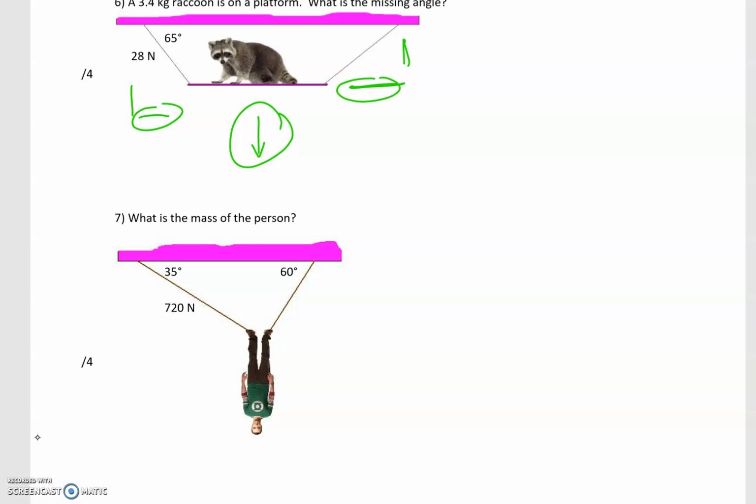And the last one, similar-ish. You'll find the mass of the person, very similar to the raccoon. You can break the 720 apart, find the vertical, find the horizontal. You know the horizontal has to be equal because it's not moving sideways at all. And then you can use the 60 degrees. It is, again, just a right triangle. Use that 60 degrees to figure out what the missing vertical part is. Take the two vertical components, add them together, and they will give you the weight of the person. And then once you have his weight, divide by the g value to get the mass of the person.